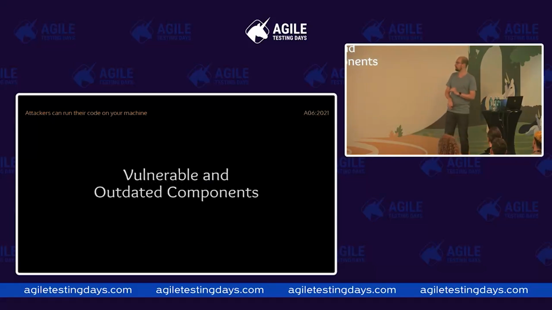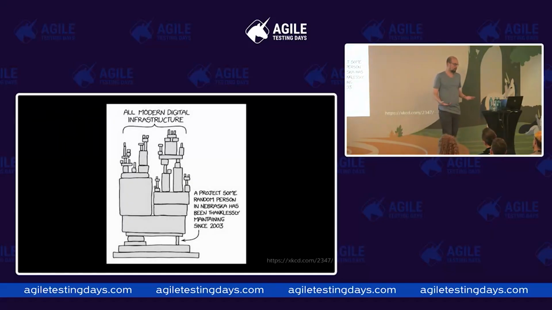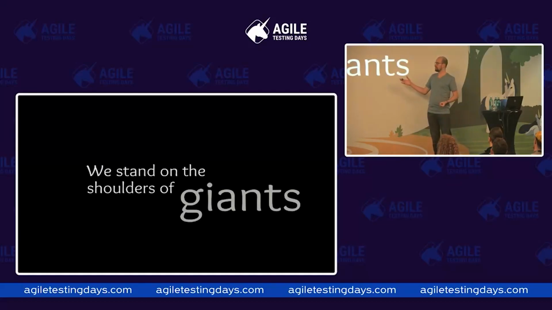Now I want to talk about vulnerable and outdated components, number 6 in the list. And we already started with XKCD. Let's continue that trend. This is how software works, right? All infrastructure is based on top of other infrastructure, including that little bit that some random person in Nebraska has been thanklessly maintaining. And this also always reminds me of the quote in science, we stand on the shoulders of giants. We don't build everything ourselves. We build on top of the work of others.